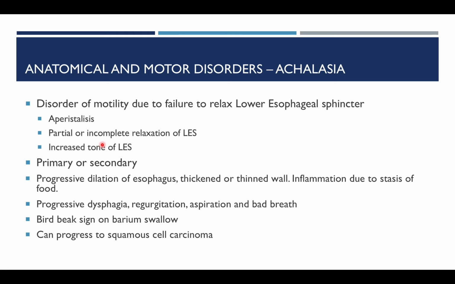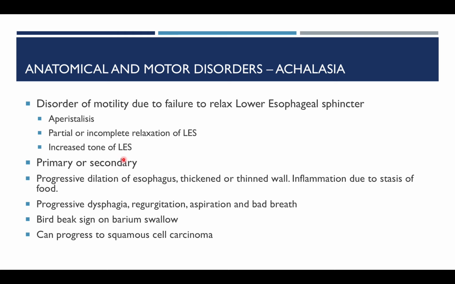Now, we can have achalasia due to primary or secondary causes. In primary, it's usually due to loss of innervation of the lower esophageal sphincter. And in secondary, it can occur due to, for example, Chagas disease, which causes destruction of the myenteric plexus, or it can occur as a complication of long-term diabetes, causing neuropathy.